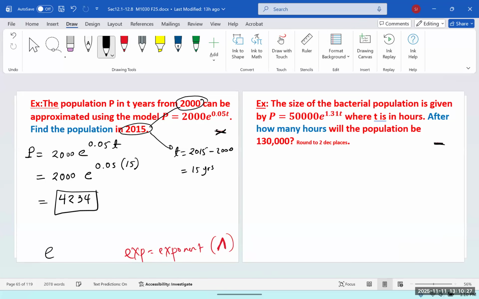Okay, try the next one. The R is for money. Specifically, R means interest rate. But here you're not working with money, you're working with rate, growth rate, or decay rate. It's a different rate, not interest rate.